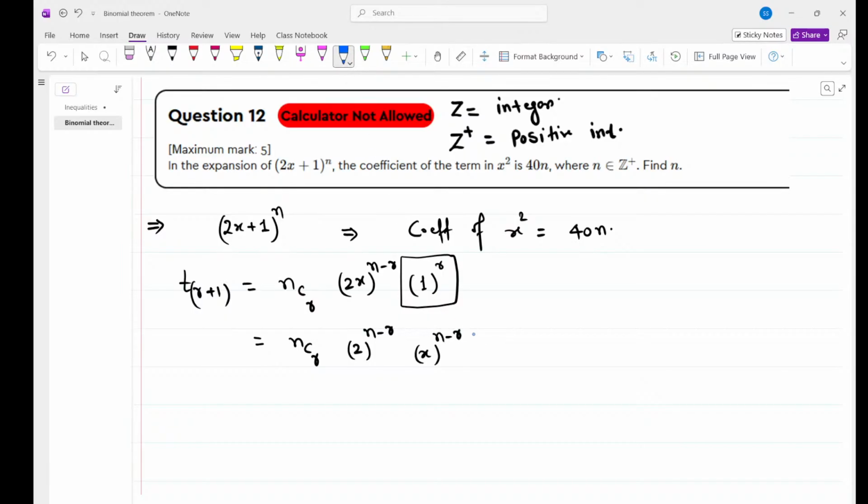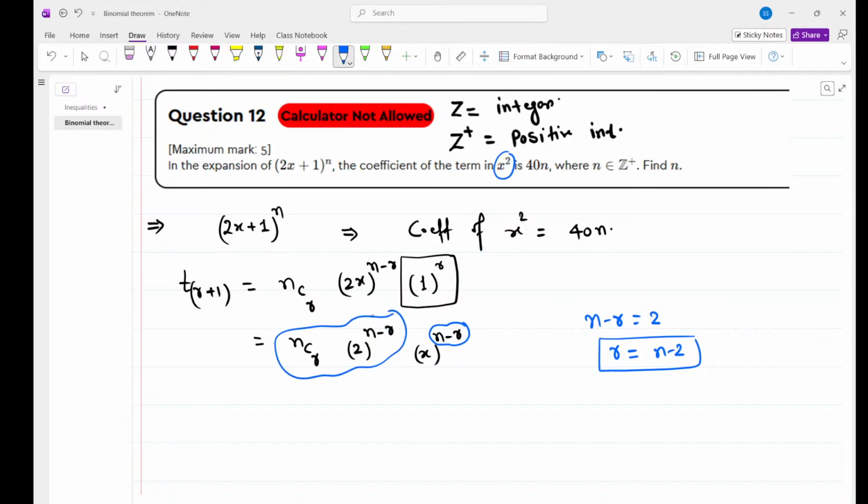Now we are looking for that term whose x power is 2. It means we have to equate n minus r equal to 2, right? So we are solving for n, right? So r is not required here. So what should r be? r should be equal to n minus 2, isn't it? Please see. Yes, correct. So my coefficient will be this term, isn't it? If I write the coefficient of x squared, it should be equal to nCr 2 raised to power n minus r.